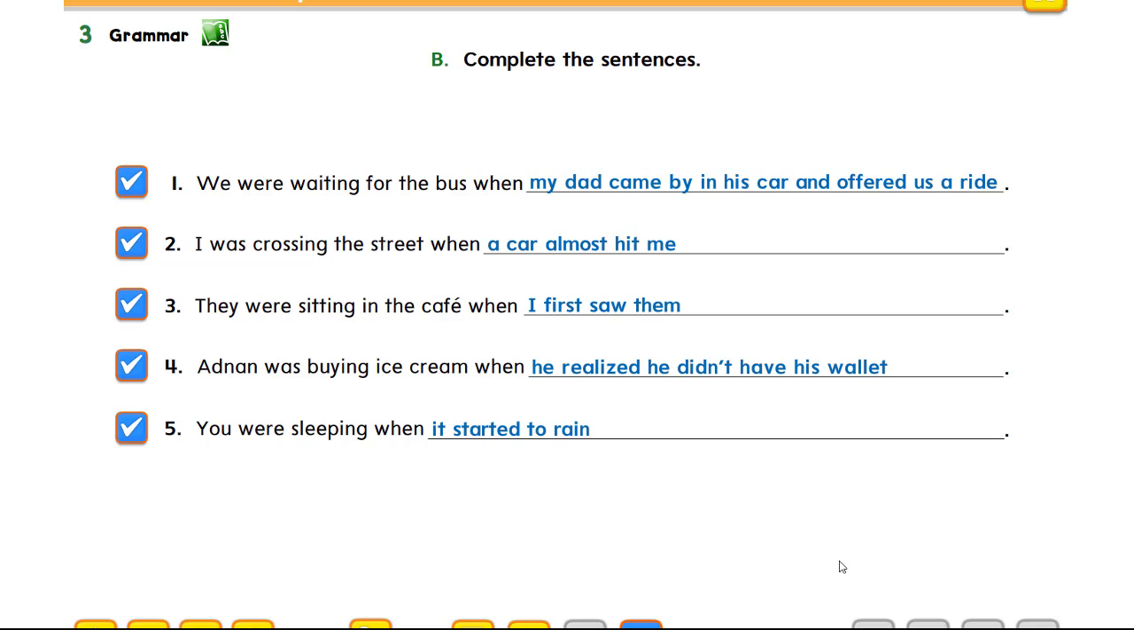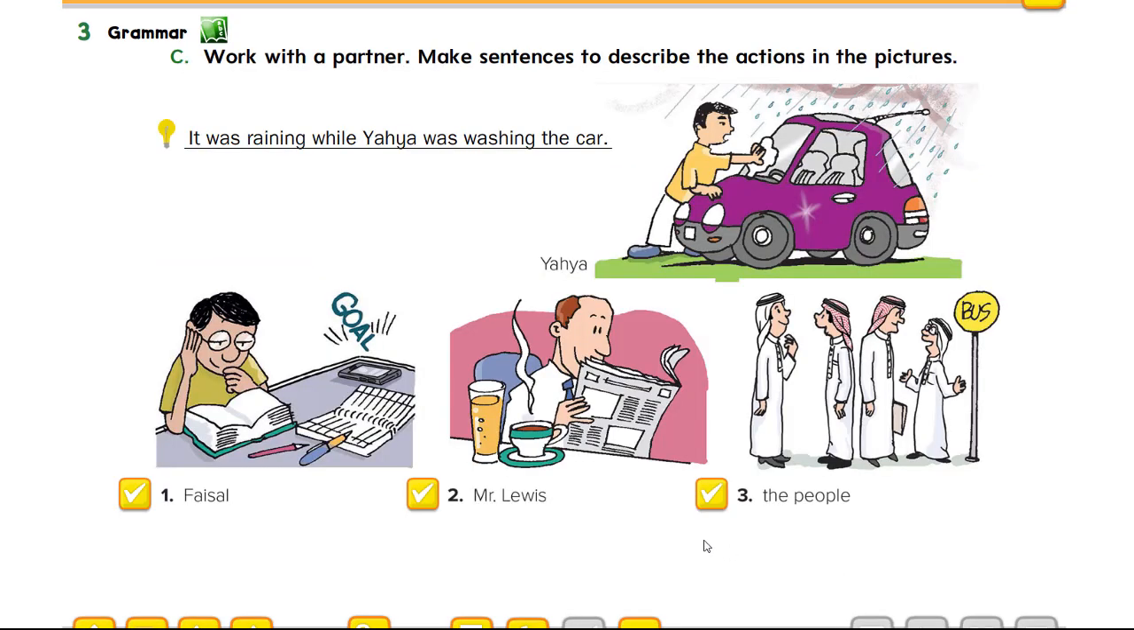Number 5. You were sleeping (كنت نائما) when it started to rain. ما الذي حدث؟ الآن هذا الفعل start يقبل ED. انتبهنا أن الفعل بعد كلمة when يكون في الماضي البسيط.